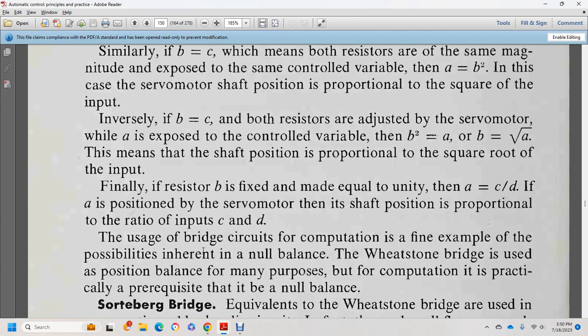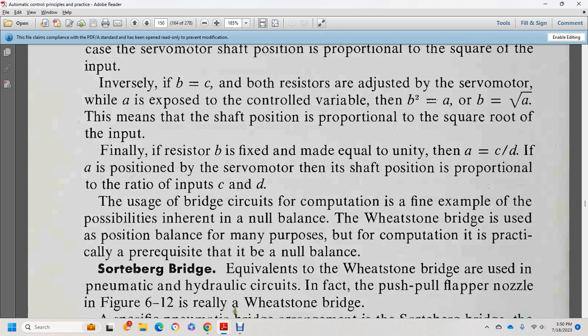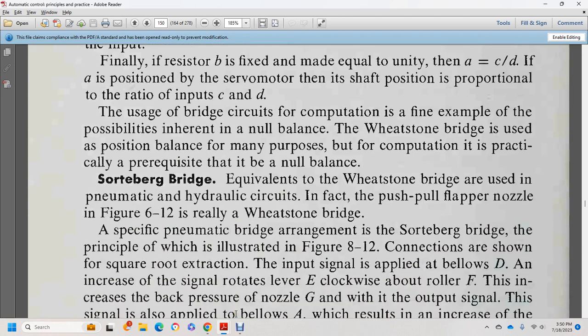With the use of bridge circuits, computation is possible in the examples above, all with null balance. The Wheatstone bridge is also used for position balance for many purposes. For computation, the prerequisite is a null-balance bridge; the equivalent of the Wheatstone bridge is used in pneumatic and hydraulic circuits. In fact, the push-pull flapper nozzle shown in figure 6.12 is really a Wheatstone bridge.